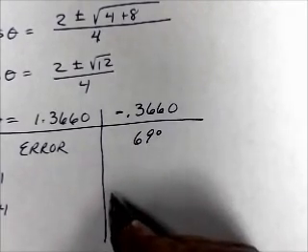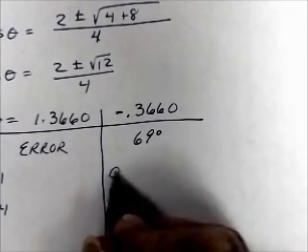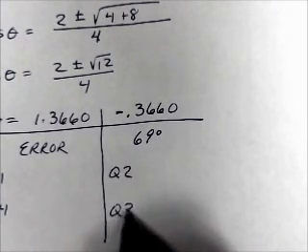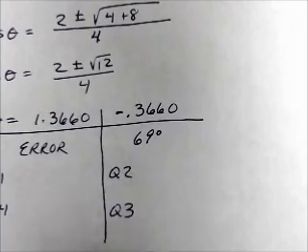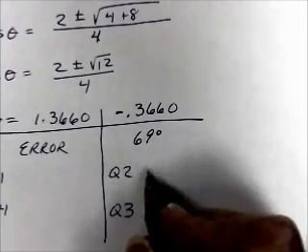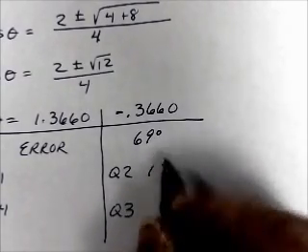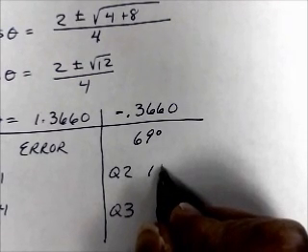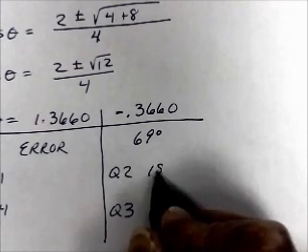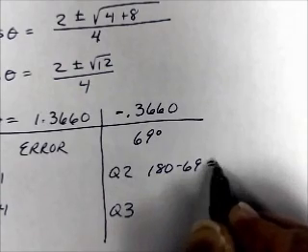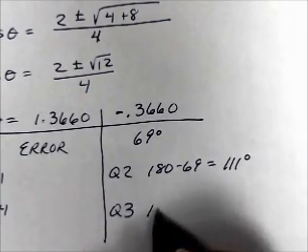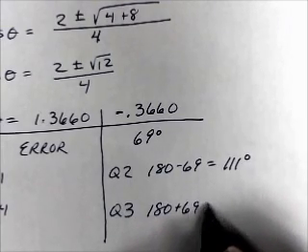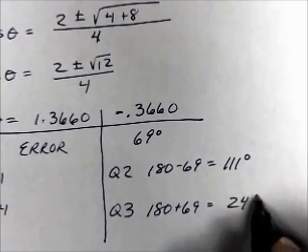Cosine's negative in what two quadrants? Quadrants 2 and 3. 69 degree angle, reference angle in quadrant 2 would be coterminal with an angle of 180 minus 69, which is 111. And in quadrant 3, 180 plus 69, which is 249.